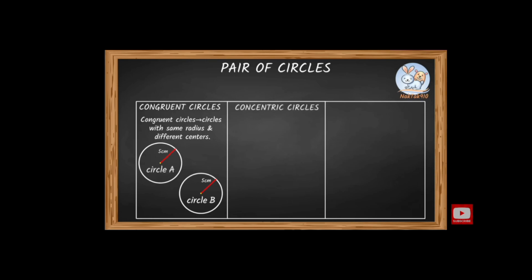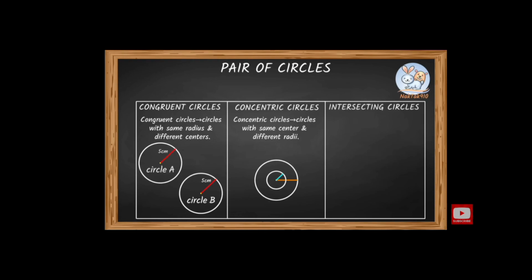Concentric circles. Concentric circles are two circles that have the same center but different radius. Same center, but they measure different radius? How is that possible? It's like a circle in a circle. Exactly, like this. Radius of the inner circle is smaller than the outer circle. These two are concentric circles because they have the same centers but different radius.